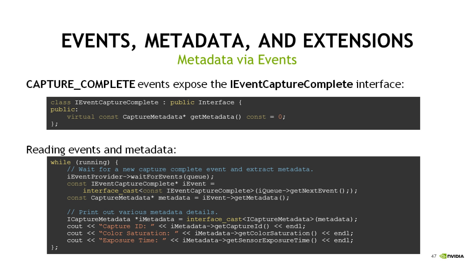You'll remember that event types can be selectively enabled on a per queue basis. And in this example, we'll assume that our queue was created to receive only capture complete events. So once we have the event and its interface, getting the metadata object is simply a matter of calling get metadata. This is then used along with the basic capture metadata interface to print out various details of the capture, such as its capture ID, the color saturation, and the exposure time.